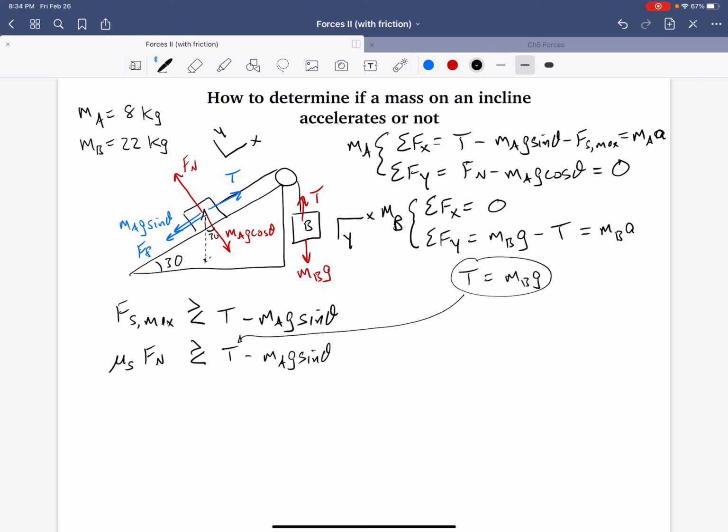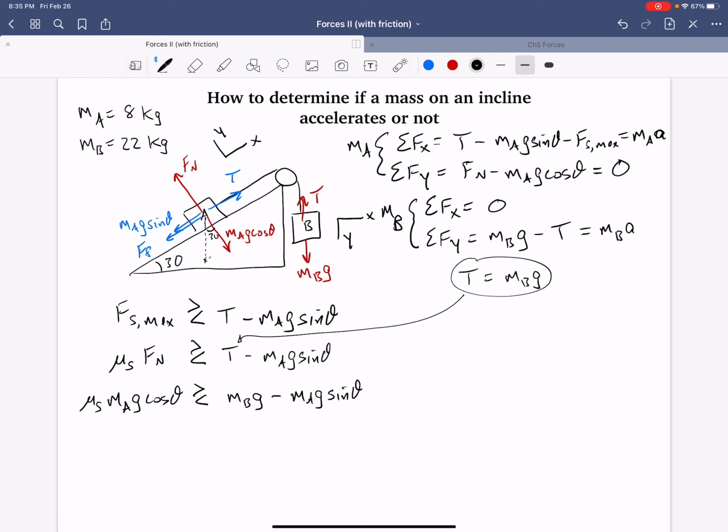So the normal force, how do we get that? Well, we can use the y equation for mass A. The normal force there is mag cosine theta. So let's see here. We have mu s, and then the normal force I just said was mag cosine theta. Is that greater than or less than tension, which is mbg, minus this last term, mag sine theta? All right, now we know everything.